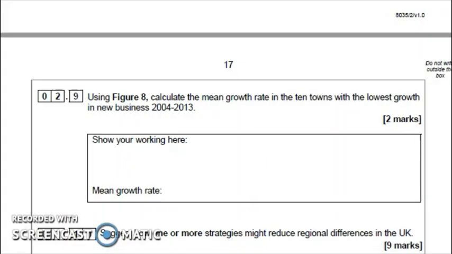Question 9. Using Figure 8, calculate the mean growth rate in the 10 towns with the lowest growth in new businesses from 2004 to 2013. The mean is where you've got to add everything up and divide by how many there are, which we know already in the question is 10.